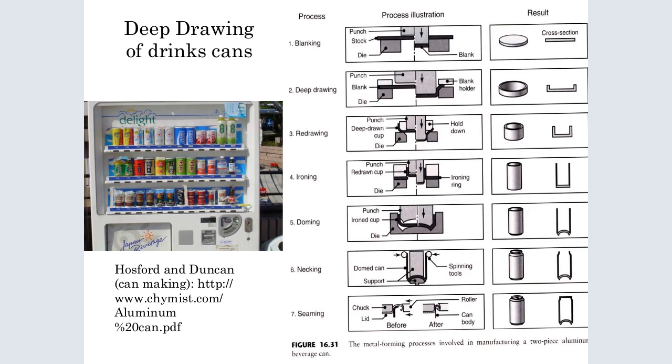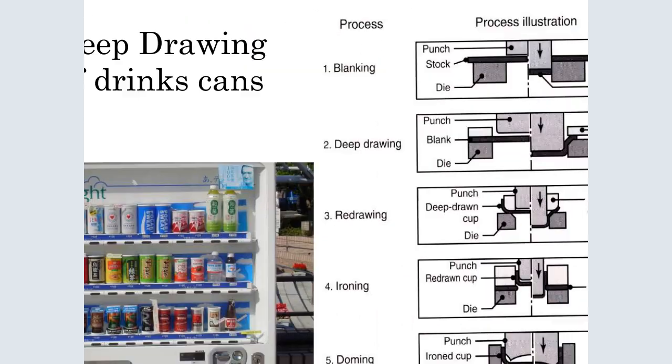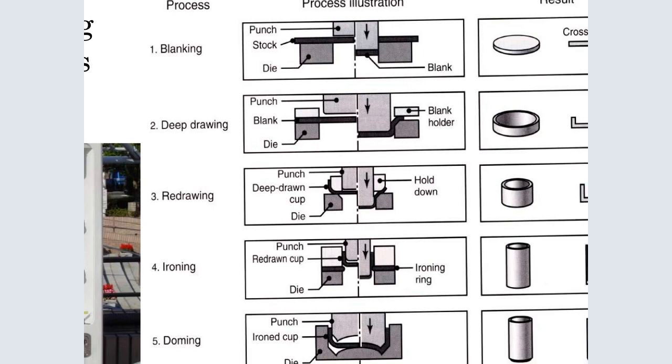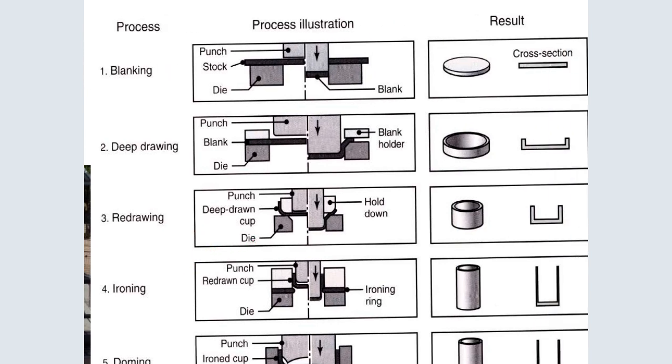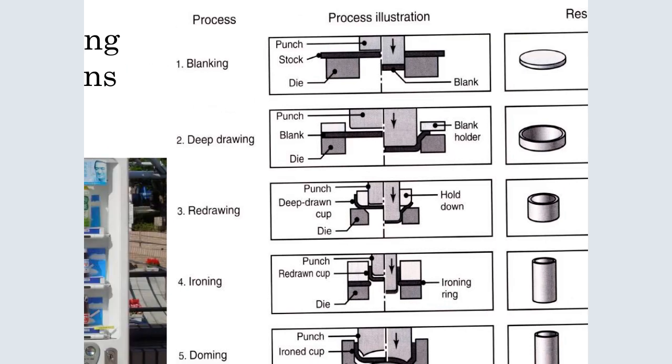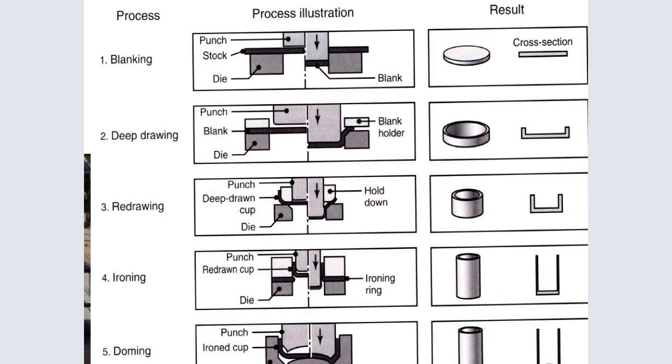The deep drawing of drink cans. Now look at the way the cans are formed. Now look here. The process of blanking, you can see what happens. The process illustration, that is the punch, stock, and the die. And then the result, you can see now what is already formed, that is the cross section and the circular shape. Deep drawing makes hollow parts. You can see the deep drawing, that is the punch, the blank, the die, and the blank holder. And it has already made that.